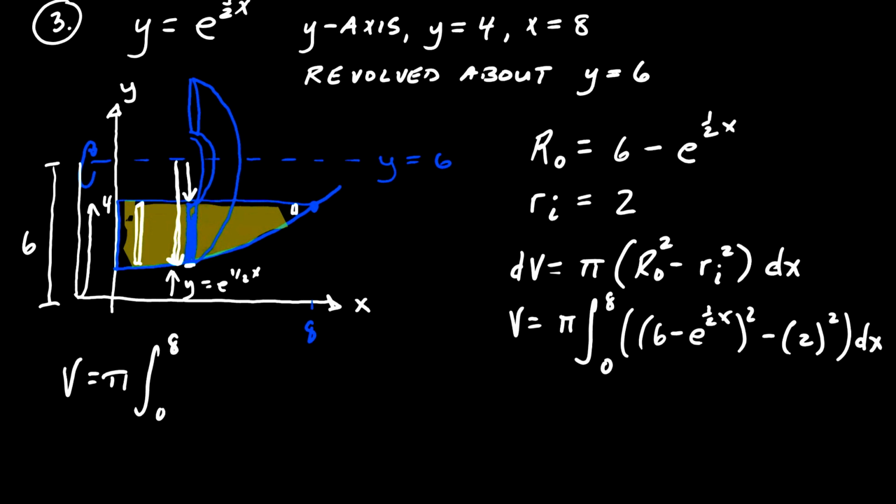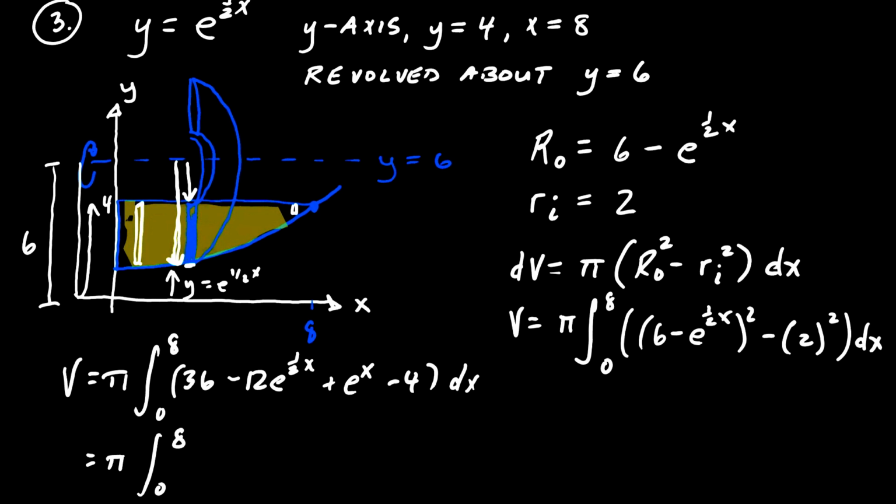And if we were to expand that, be careful with power rules, we would end up with 36 minus 12e to the 1/2 x plus e to the x, and there's our minus 4, and we can see how that simplifies a little bit more from 0 to 8, and that'll end up being 32 minus 12e to the 1/2 x plus e to the x dx.